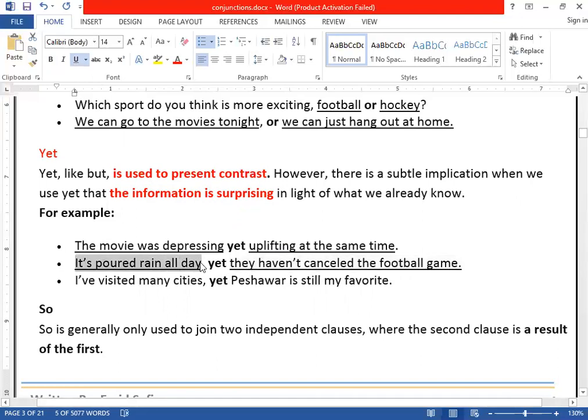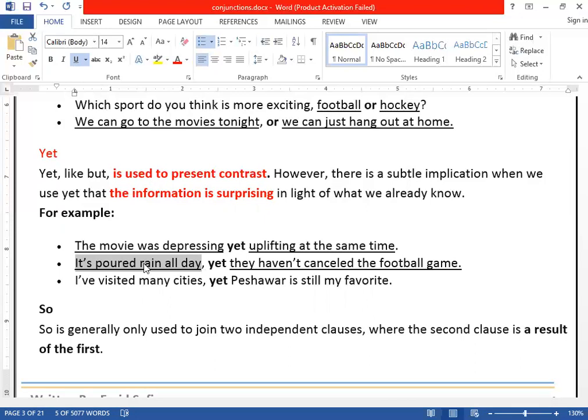It shows contrast, but which type of contrast? The second one shows surprise. It's a surprising piece of information you want to provide. Like, it rained all day. So if it rained, what will we do? We will cancel the game. But what we say in this case is, it rained all day, yet they haven't canceled the game.